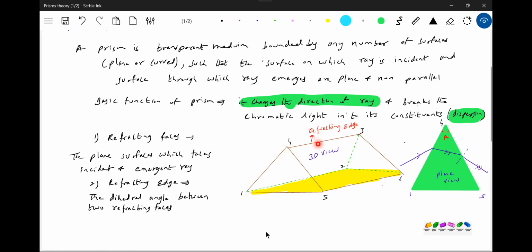Okay, fine. So this will be the refracting edge. The diagonal angle between two refracting faces is what? Angle of prism. So here I'll indicate. So what is the angle of prism? Sorry, the refracting edge, the diagonal angle. This is the angle of prism.